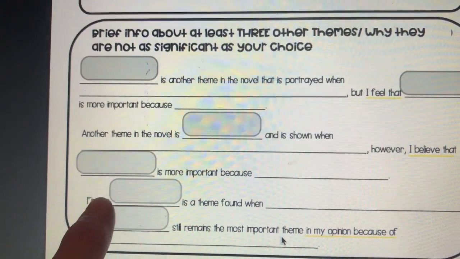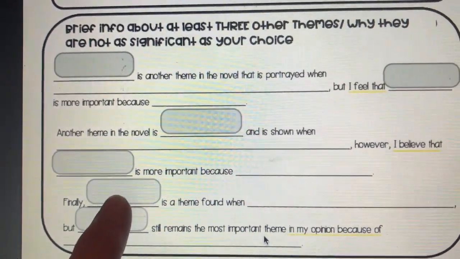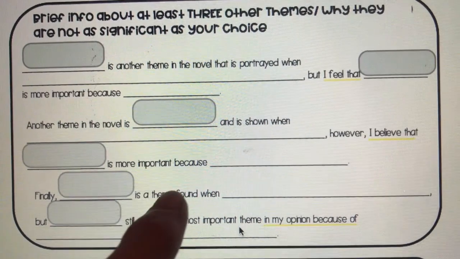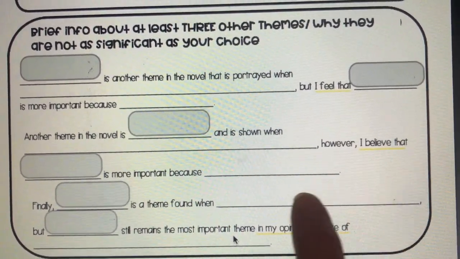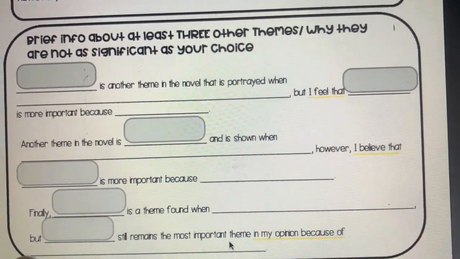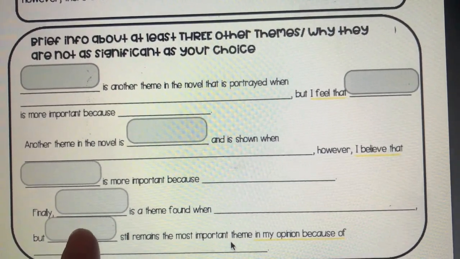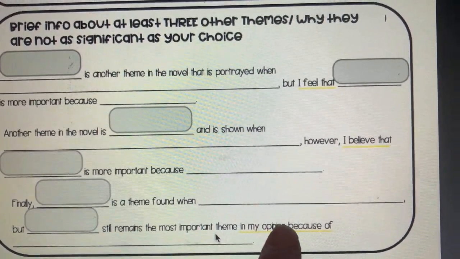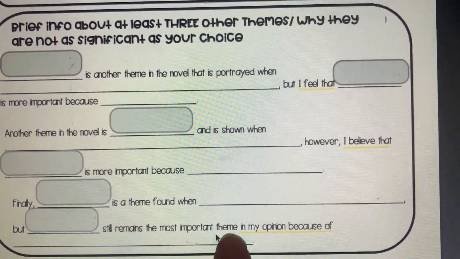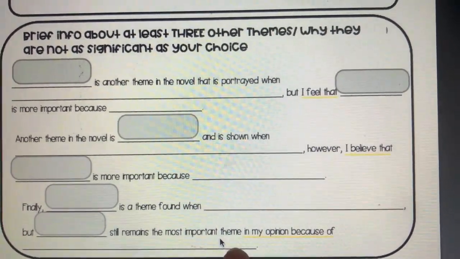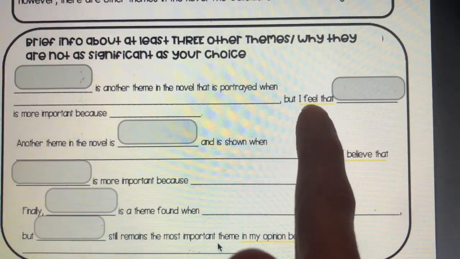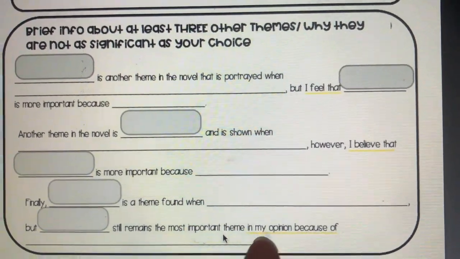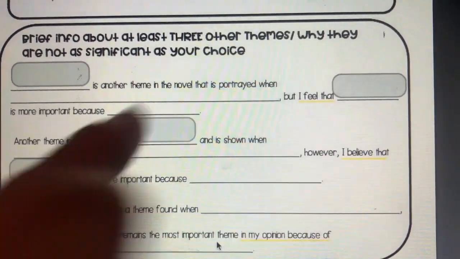And then finally, you're going to give a third theme, one from our plot diagram, one of the 8, just choosing 3, as a theme found when, give an example from the book. But this is your theme, the one you chose to write about, still remains the most important theme in my opinion because of, then list a final reason. And notice all of our key phrases that we've had throughout our graphic organizer are underlined here in yellow. I'm still using those.